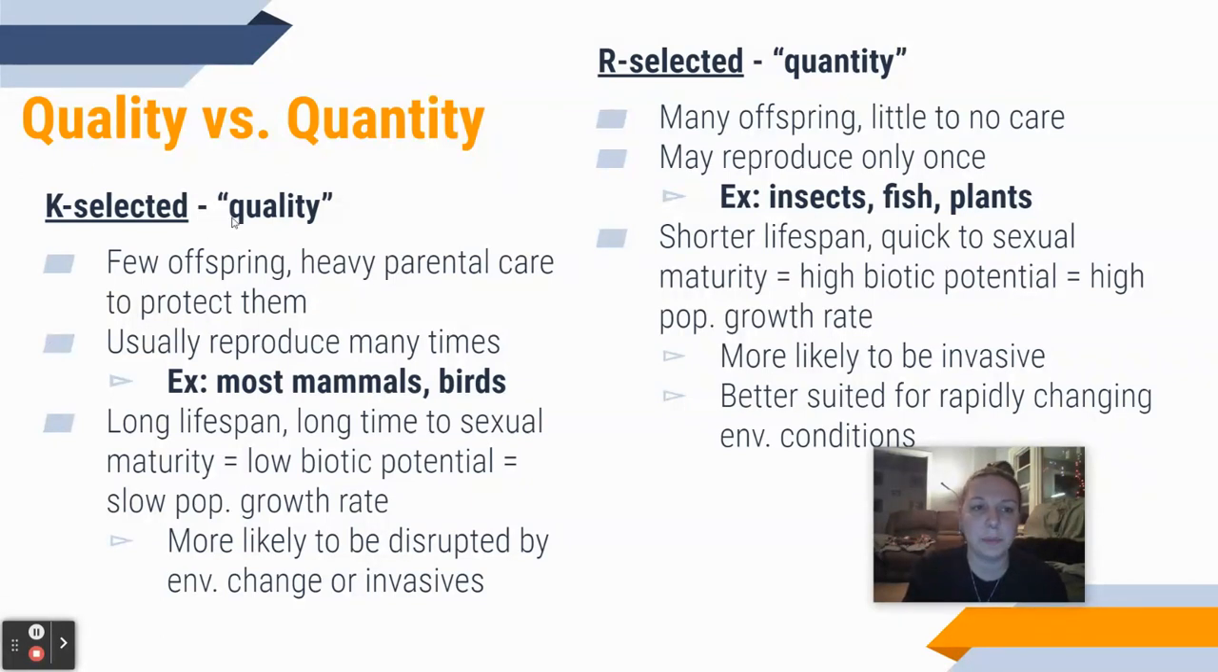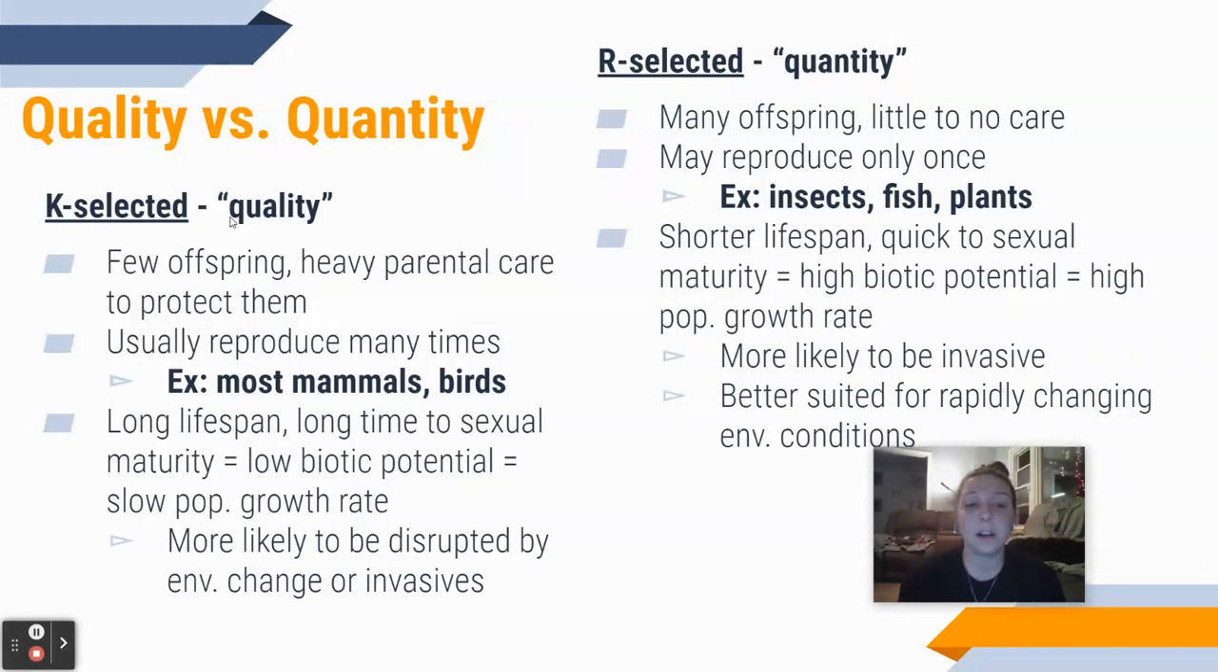So our K selected species, like I said, they go the quality route. So they're going to have fewer offspring, but they're going to have very heavy parental care. So they're going to protect those offspring. These are typically going to be organisms that reproduce many times in their life. Most mammals are going to be K selected species, and a lot of birds are also K selected species. These things tend to have a long lifespan, which means it takes longer for them to reach sexual maturity. So, because it takes them longer to reach sexual maturity, they don't have as high of a biotic potential, which means they have a slow population growth rate.